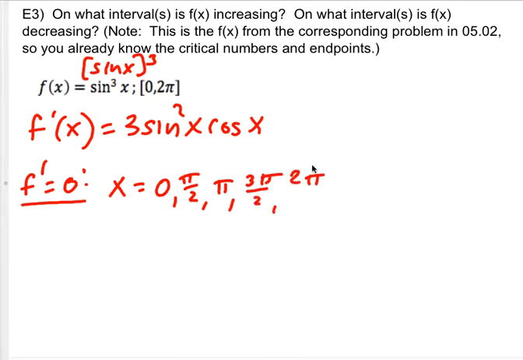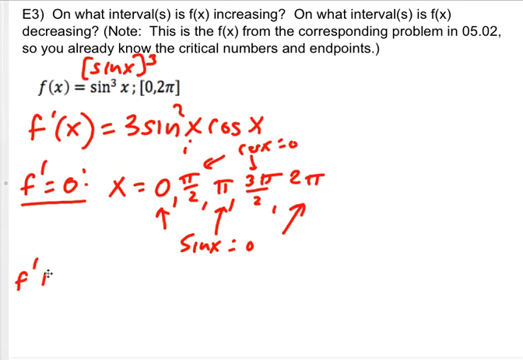The reason for that is because if you look for where sine is equal to 0, at these three values, sine is equal to 0, and at these two values, cosine is equal to 0. That's why we get those 5 values. F prime does not exist was not an issue because there's no denominator. And we do have endpoints, but the endpoints were already listed in the problem because 0 and pi over 2 are already choices in the problem.